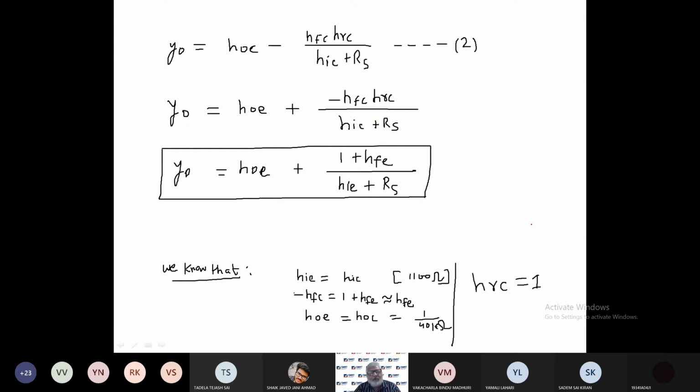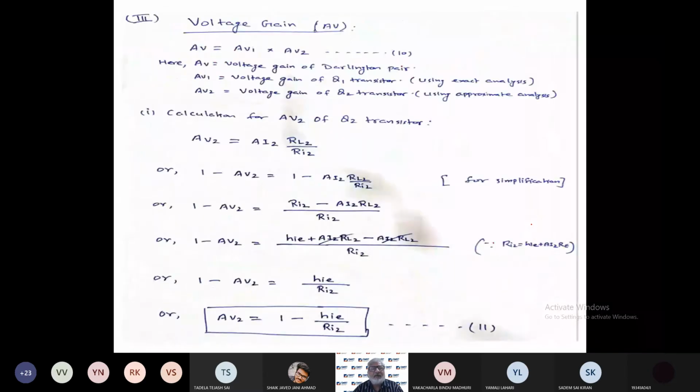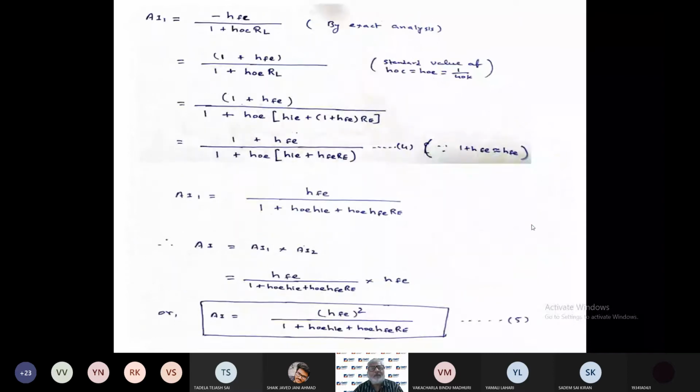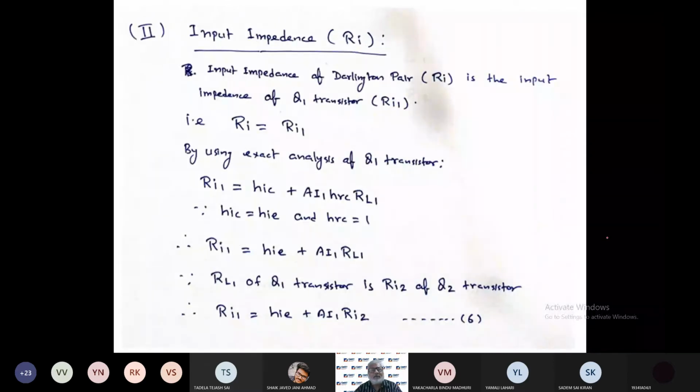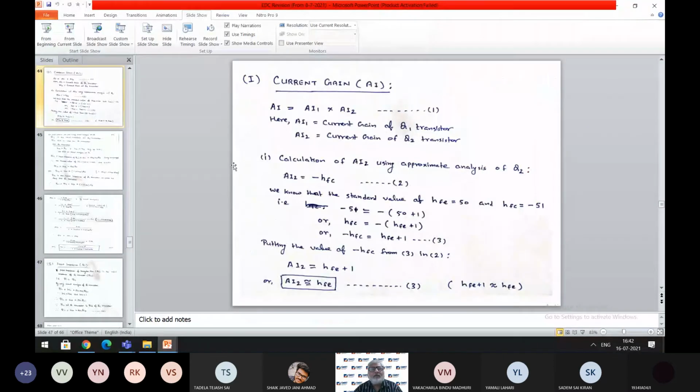Sometimes even simple calculation of the values can also be asked. If HOE value is this, H parameter values are these, then find out the input impedance or output impedance of Darlington pair, right? And many times even the simple derivation of the expressions are also asked, right? So in this, the important is your first one, current gain. The second one is also important, input impedance. So you should go through with all these.